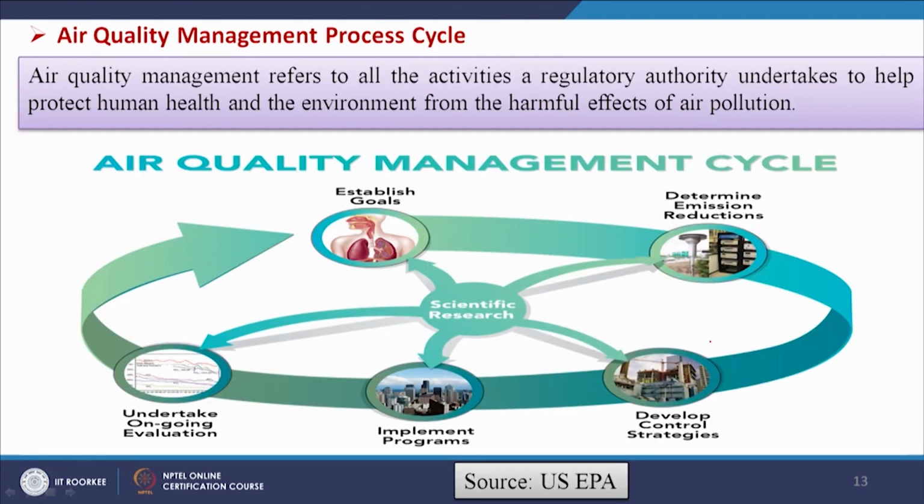Now, we will see the air quality management process cycle. Air quality management refers to all the activities a regulatory authority undertakes to help protect human health and the environment from the harmful effects of air pollution. From this figure, we see there are different steps, that is establishment of goals, then determination of emission reductions and then development of control strategies, implementation programs and undertaking ongoing evaluation. So, these are the different steps for the air quality management cycle.